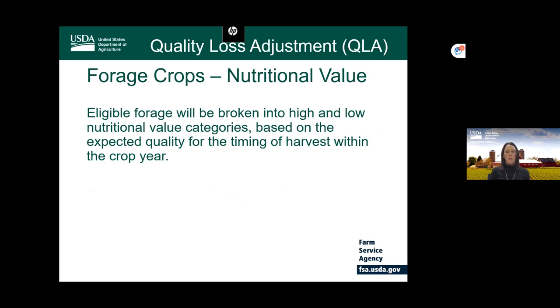Forage crops will be broken into high and low nutritional value categories based on the expected quality for the timing of the harvest within the crop year. So basically, when we talk about high and low quality, that's based on the number of cuttings. So the cutting would be determined to be low nutritional value or high nutritional value. And that is a producer certification of whether that cutting or that production would be considered high or low nutritional value.